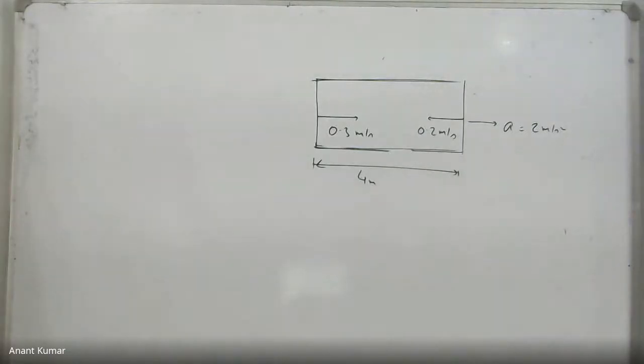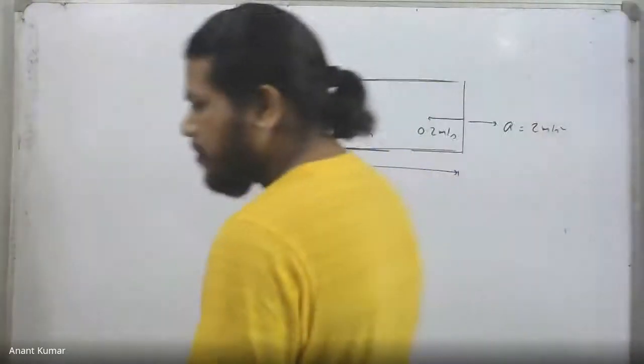Two particles have been projected inside the rocket. One is from left to right with a speed of 0.3 meters per second with respect to the rocket. The other one is from right towards the left, 0.2 meters per second. We have to figure out the time after which they meet or collide. Basically, they're thrown on the same line.